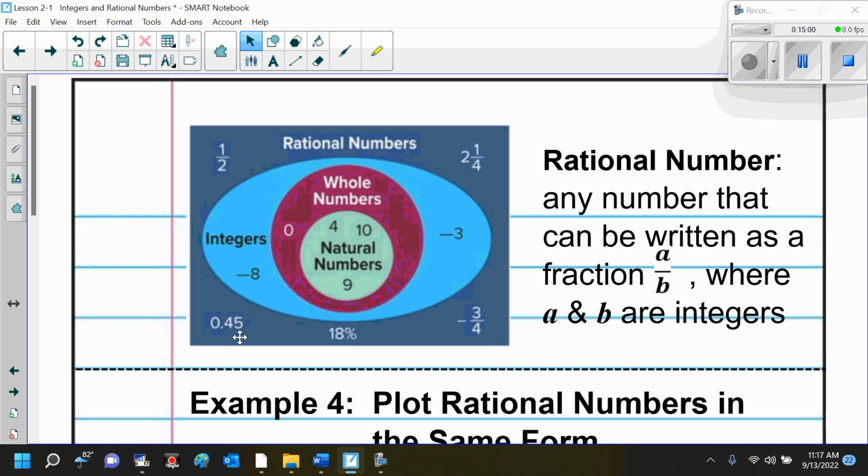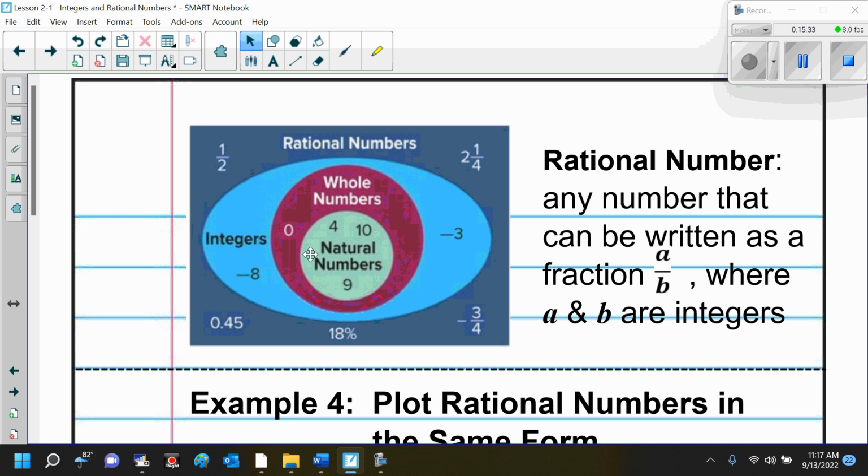Down here we have a decimal, 0.45. That's 45 hundredths. Is everybody with me on that? So we can write that A over B, 45 over 100. You see? Percents. That percent can also be written as a fraction because a percent means per 100. So that's going to be 18 over 100. And then over here, negative 3/4, that's A over B. That's a rational number.